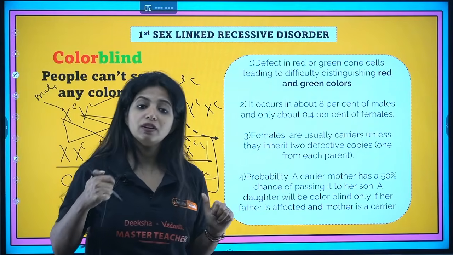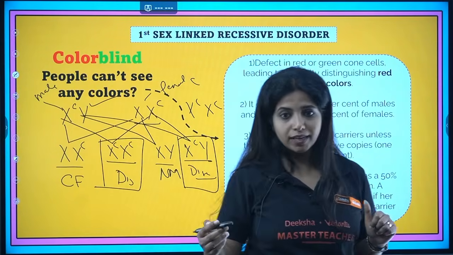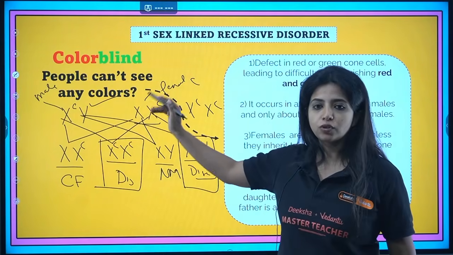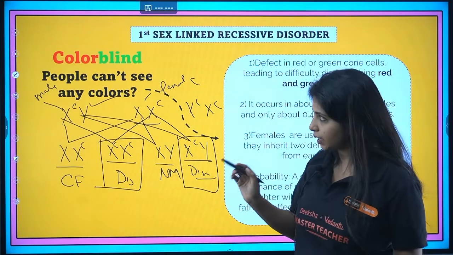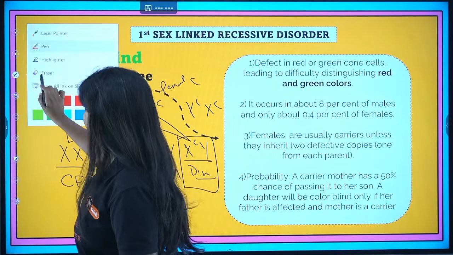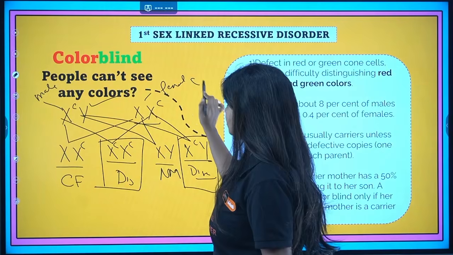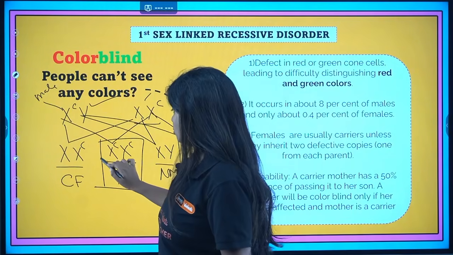Now I told you hemophilia, one more disease is there that is also sex-linked. It has the same pattern. So instead of C, you put H over here. Now, I want to tell you something about hemophilia which is different. What is that something about hemophilia which is different? So listen to me carefully.